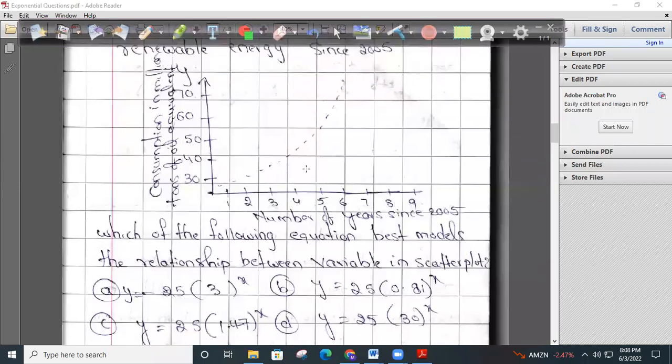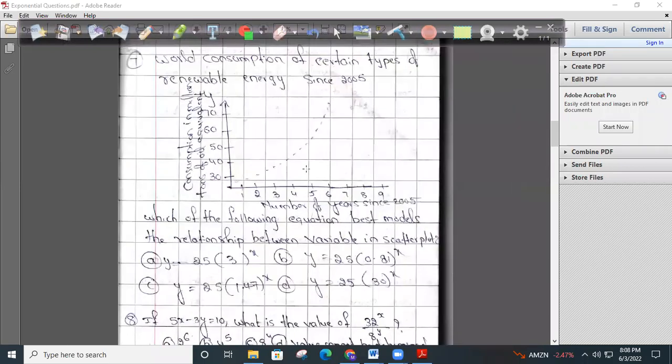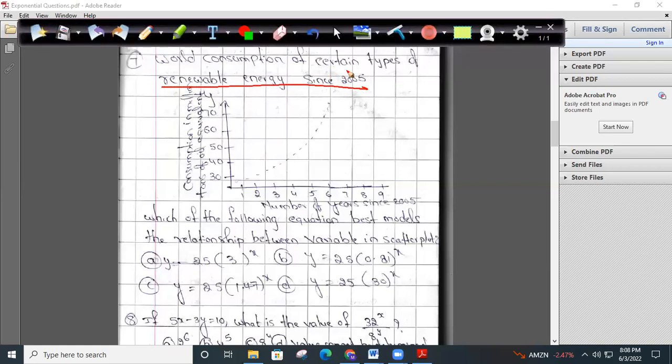Excellent. Let me see how many of you can solve the seventh question. If you cannot understand the seventh question, let me read it out. World consumption of certain types of renewable energy since 2005. So how much is the renewable energy consumption in the world since 2005? The x-axis is the number of years since 2005, the y-axis is consumption in millions tons equivalent.